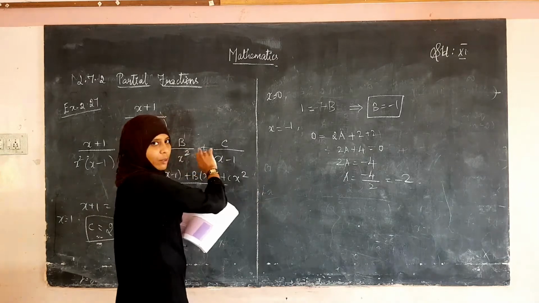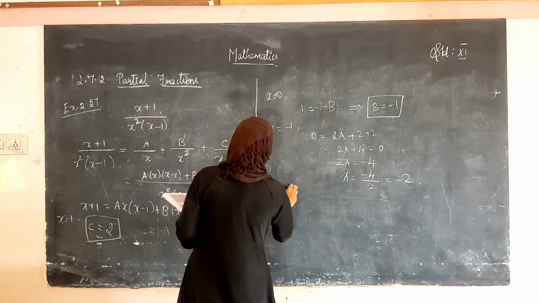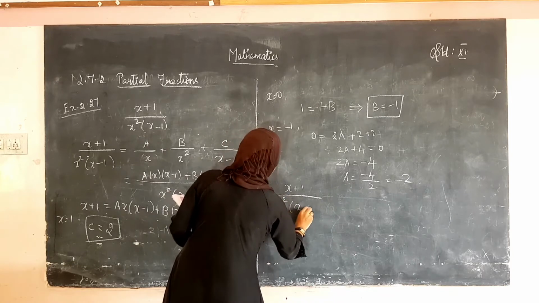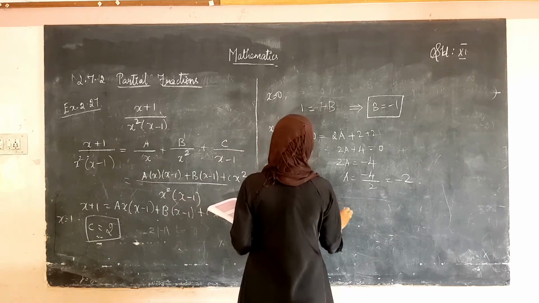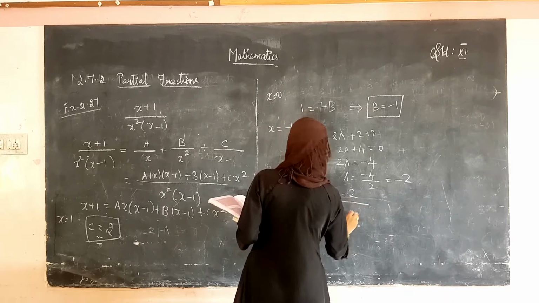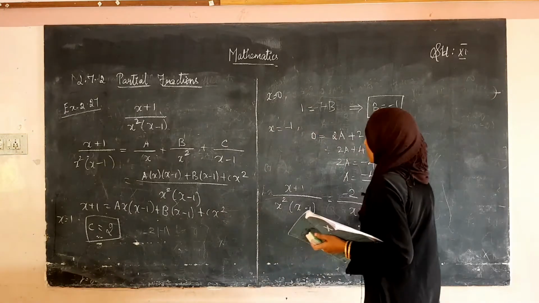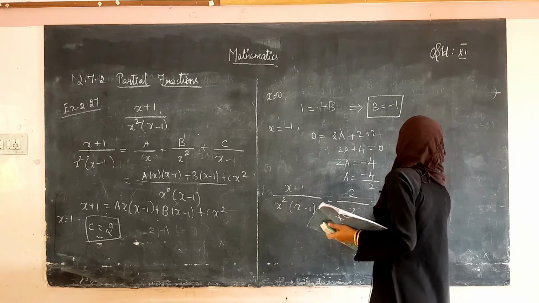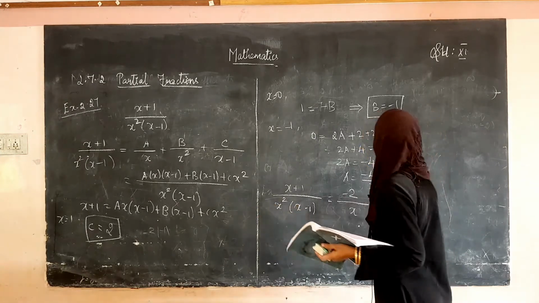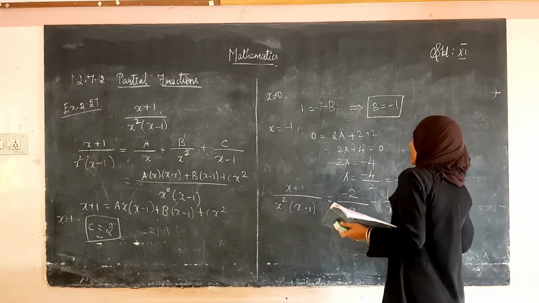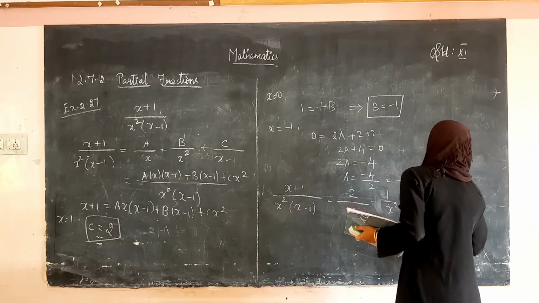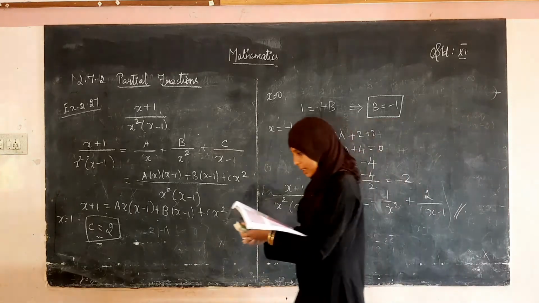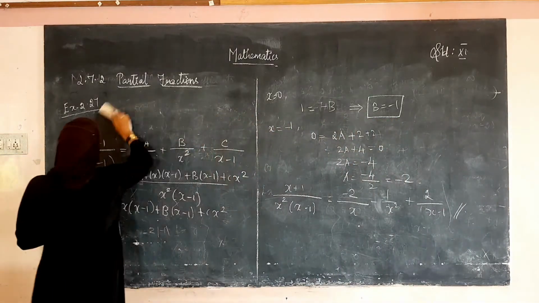Now we have to substitute here. So the answer is x plus 1 divided by x square into x minus 1, which is equal to, what's the value of a? Minus 2 divided by x. So what's the value of b? B is minus 1. Therefore minus 1 divided by x square. What's the value of c? C is equal to 2, plus 2 divided by x minus 1. Okay. Now let us enter into the exercise 2.9.